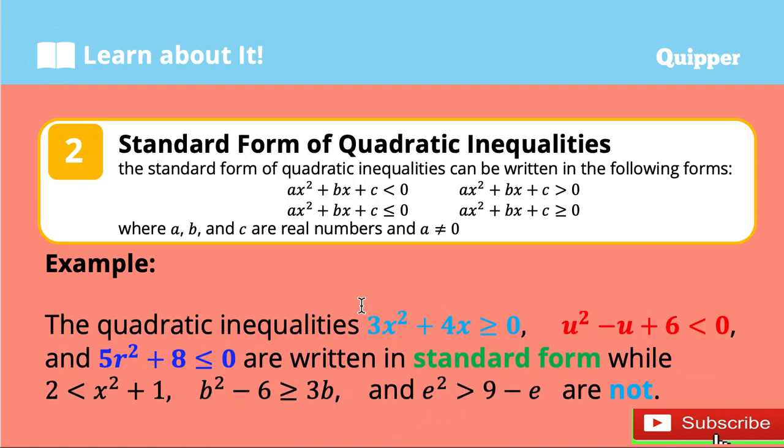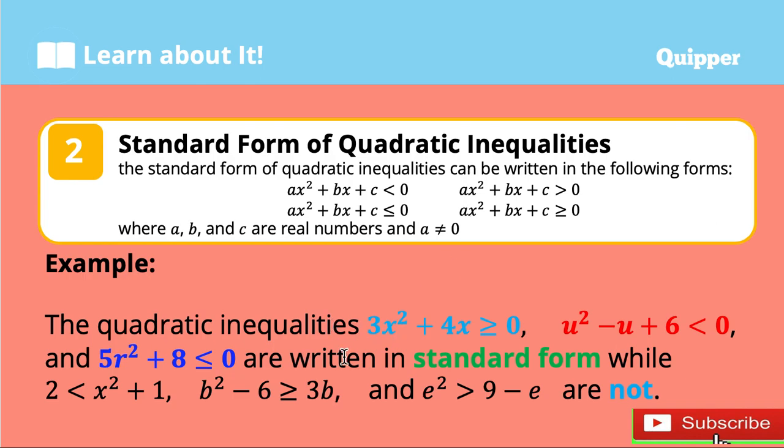Next, we have the standard form of quadratic inequalities. The standard form of the quadratic inequalities can be written in the following forms. We have these four forms: less than, less than or equal to, greater than, and greater than or equal to, where a, b, and c are real numbers, and a here should not be equal to 0.